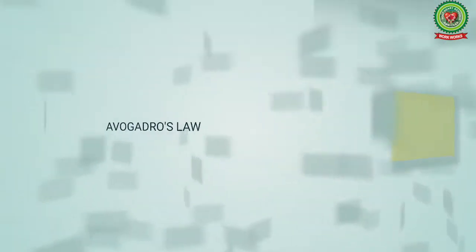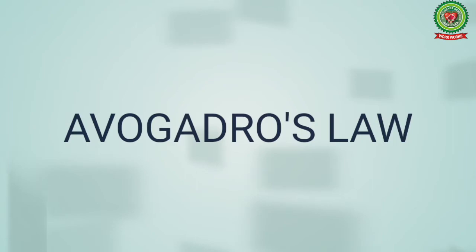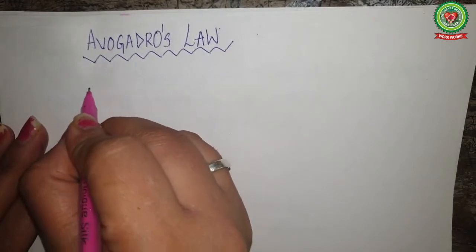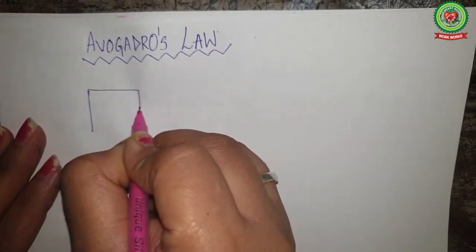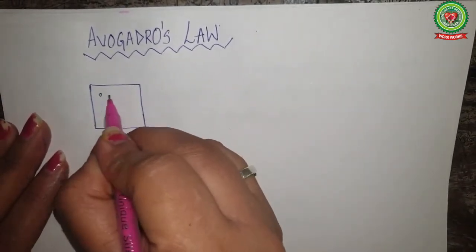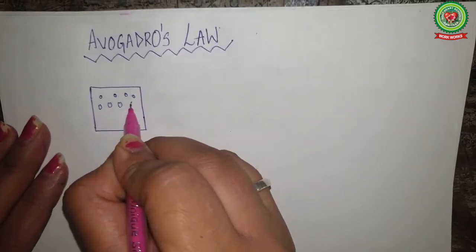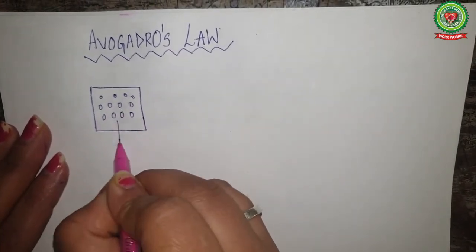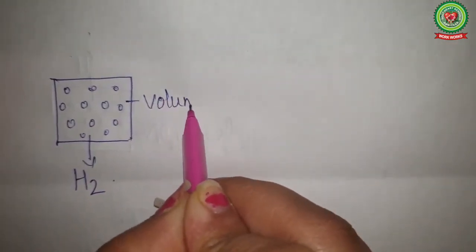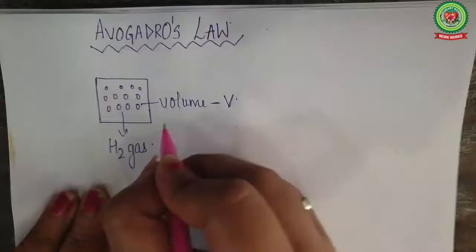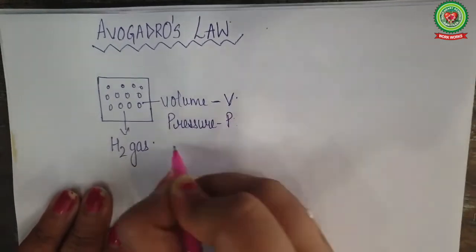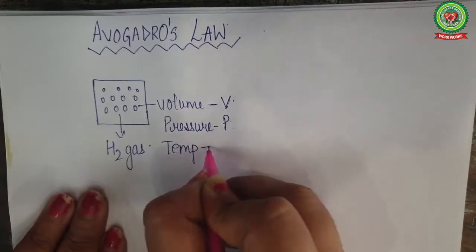Today we are going to discuss Avogadro's law. So in Avogadro's law, we are going to take one example here. In one closed container, I am going to take molecules of hydrogen gas. Volume of container is V, pressure is P and temperature is T.